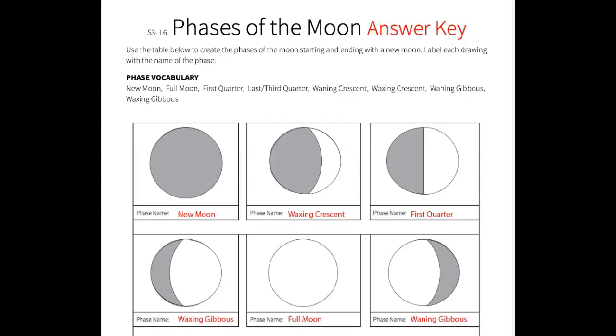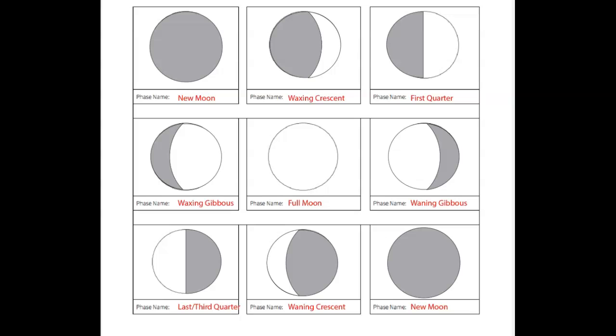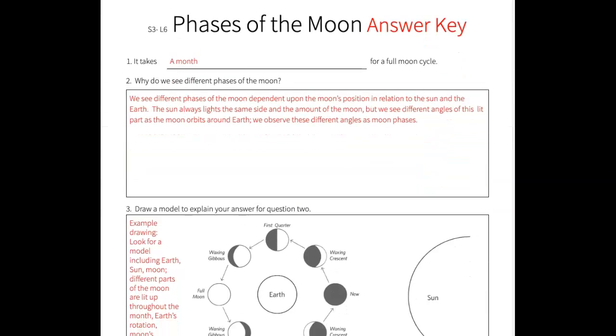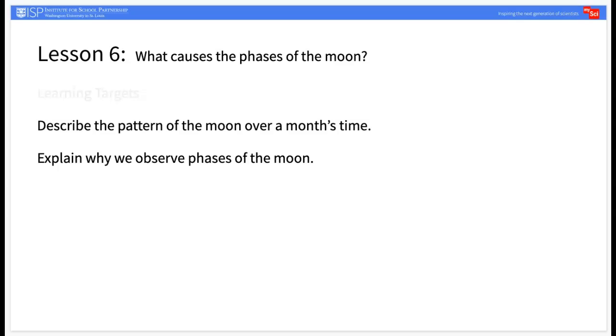Students will use the Moon Phase Word Bank to create a pictorial model of the phases of the moon, beginning and ending with the new moon. Students will also construct a model and write an explanation for what causes the moon phases to occur. By the end of this lesson, students will have described the pattern of the moon over a month's time and explained why we observe phases of the moon.